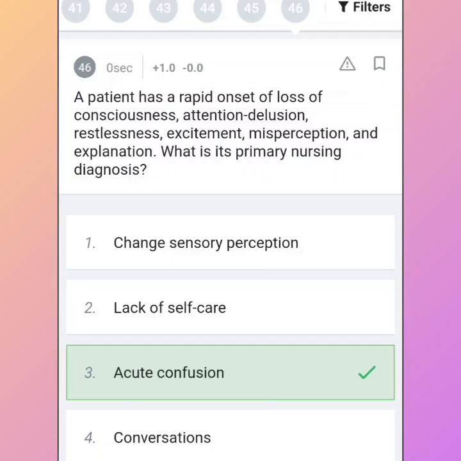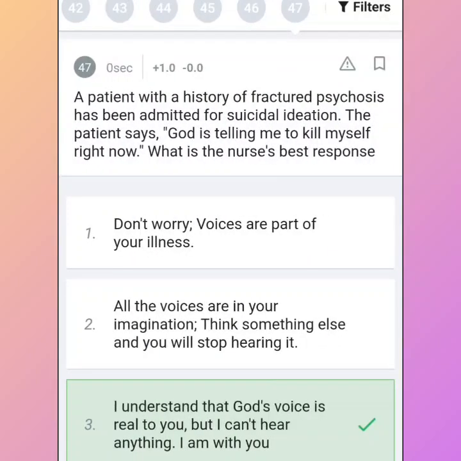A patient has a rapid onset of loss of consciousness, attention, delusion, restlessness, excitement, misperception, and explanation. What is its primary nursing diagnosis? Option third, acute confusion.